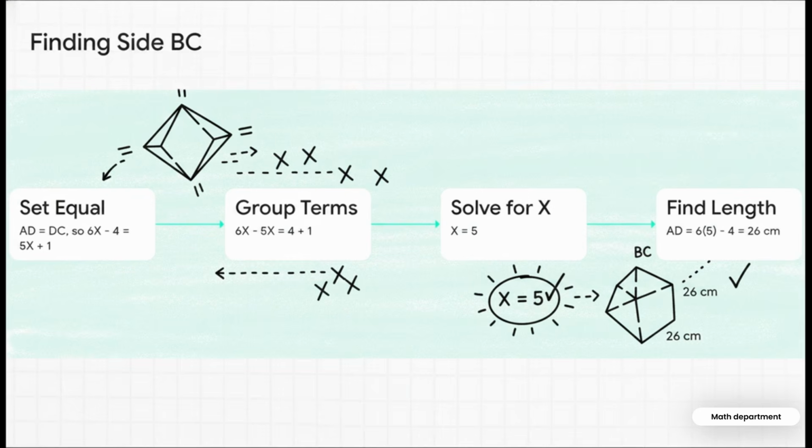6x minus 4 equals 5x plus 1. Step 2, we move the x's to one side and the regular numbers to the other. 6x minus 5x equals 4 plus 1. Step 3 gives us x equals 5.